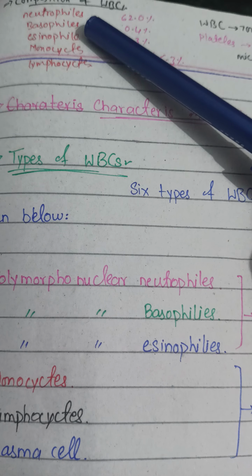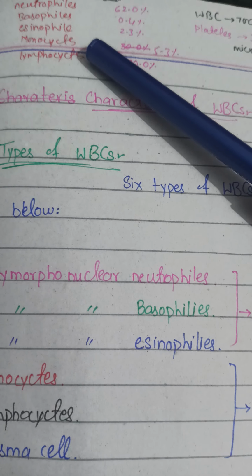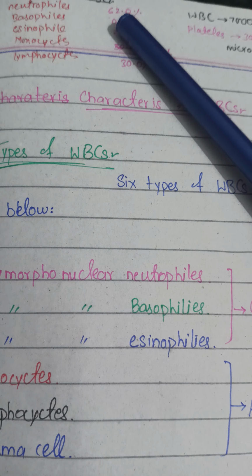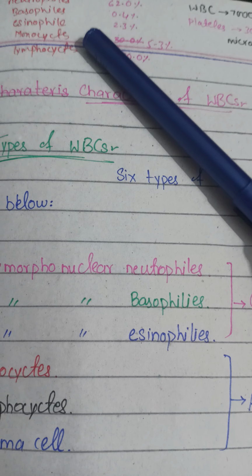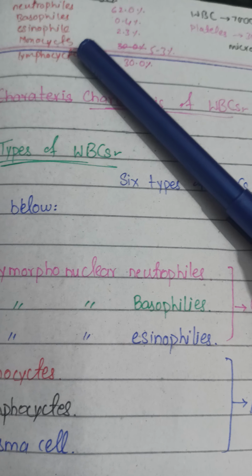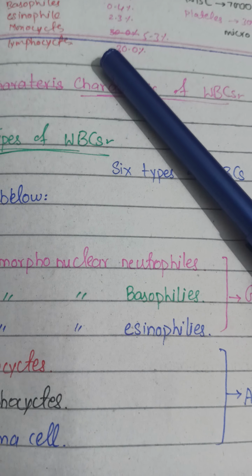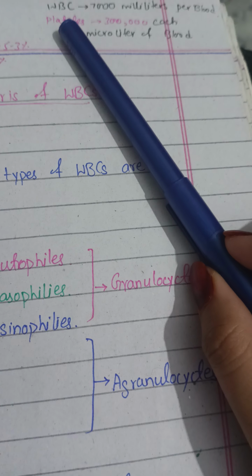Now we discuss the composition of white blood cells. White blood cells are composed of neutrophils, basophils, eosinophils, monocytes, and lymphocytes, and this percentage is given below. Neutrophils are present at 62%, basophils 0.4%, eosinophils 2.3%, monocytes 5.3%, and lymphocytes 30.0% in our body.